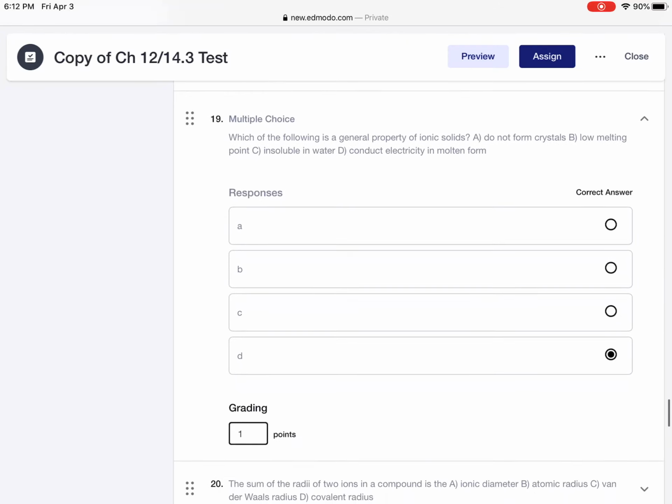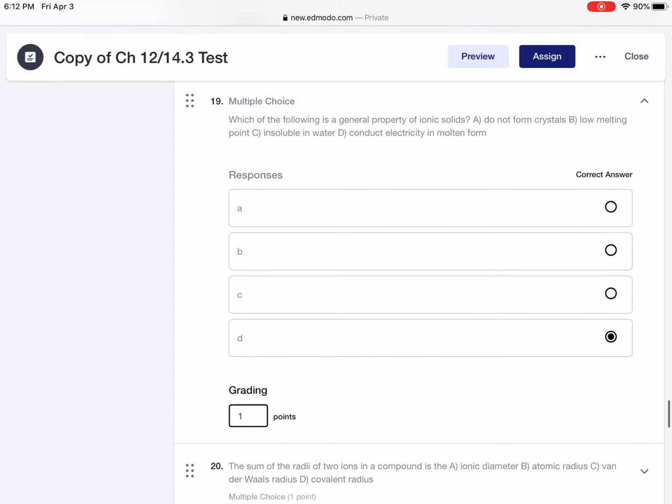Number 19. Which of the following is a general property of an ionic solid? A is false. They do form crystals. B, they have high melting points. C, they're insoluble in water. That's not true. Most of them dissolve in water. They do conduct electricity in the melted form, or molten form, as they call it. And that is a property of an ionic solid.